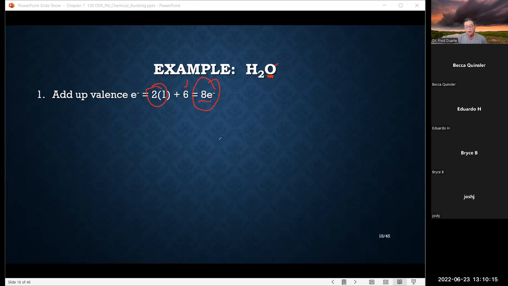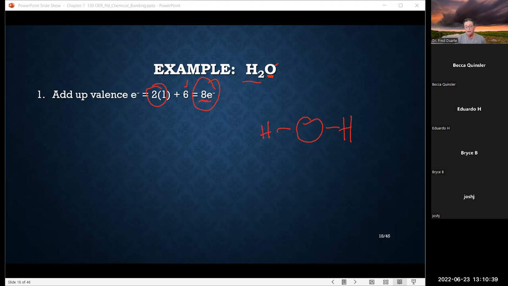All right, so what I do here, since oxygen is the central atom, I very quickly just draw oxygen. Then identify who's bonded to the central atom, and that is 2 hydrogens. So I can draw a line, okay? That line represents a bond between the oxygen and the hydrogen.